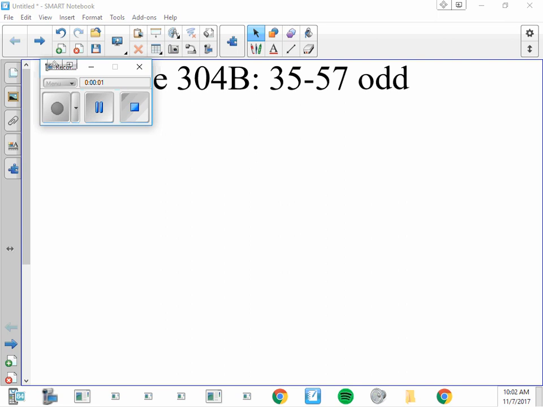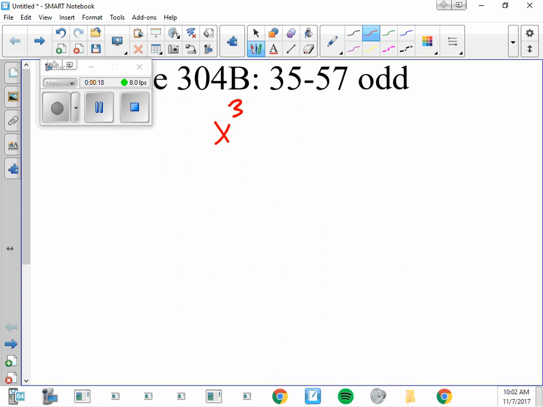This assignment is the culmination of all of the division we have done up to this point. You know how to do everything. We're just going to bring it all together. I'm going to work number 36: x to the third minus 2x squared plus 4x minus 8.